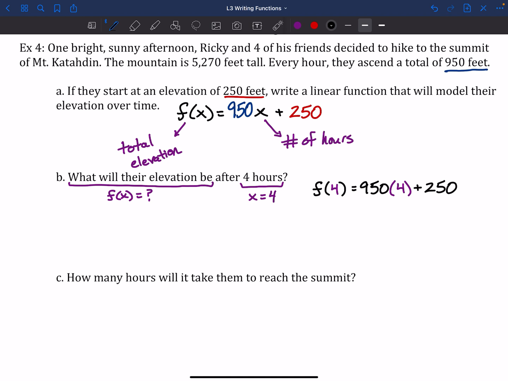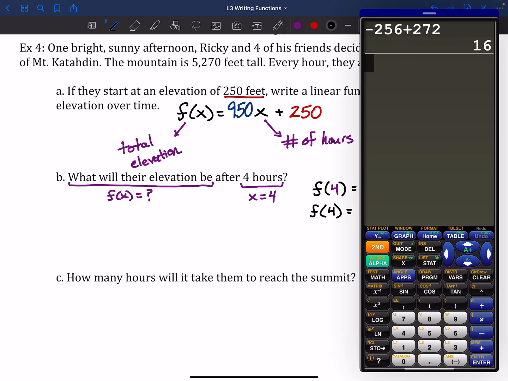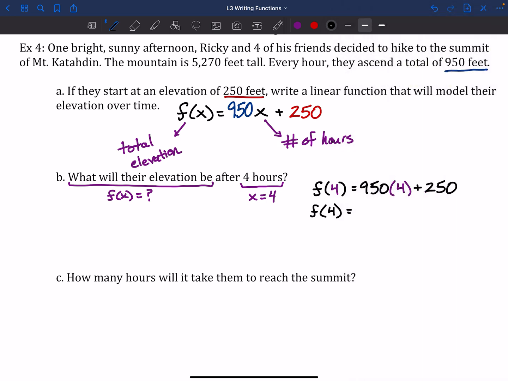So 950 times 4. It's going to give me, ooh, what's that going to be? Let's break out the handy-dandy calculator. 950 times 4. 3,800. Always better to check than not. Plus 250. And then if I go ahead and add those two numbers together, I should get 4,050. All right, again, we're talking about height. We're talking about elevation. So I want to put feet on there. So we're at 4,050 feet after 4 hours of hiking. That sounds pretty good. It's not so bad.